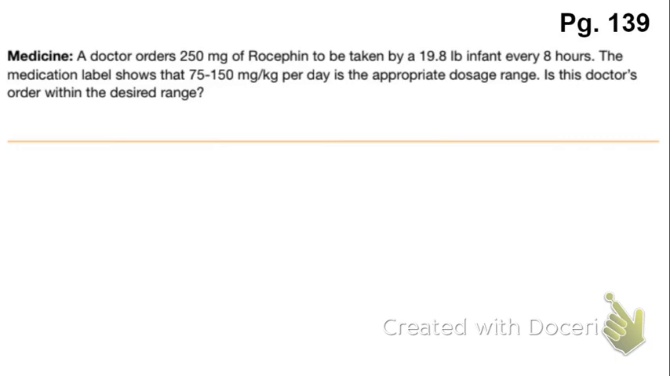So I want you to put that kind of a mind frame on as we're reading through this problem. We're going to see if we can figure out, first of all, what in the world it's saying, and then how to determine the answer to this. So we have a doctor, and they have ordered 250 milligrams of a medication called Rocephin. I have no idea what Rocephin is for. I want to look it up at some point, though.